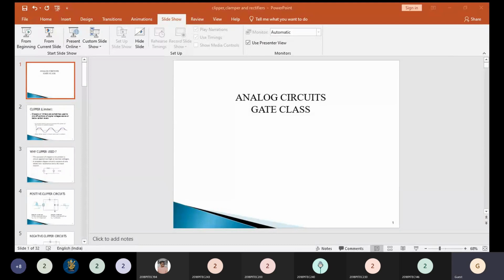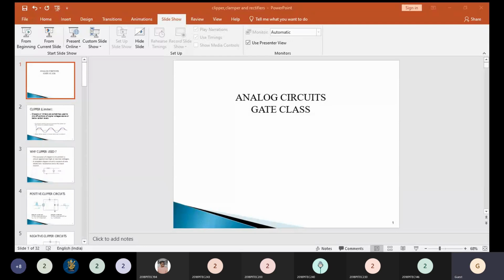Next is the combinational circuit. If both the positive and negative clippers are combined in one circuit, diodes D1 and D2 are both connected. So what happens simultaneously from this value to this value? Here the example of 5 volts is given. The breakdown voltage is already 0.7, so 5 plus 0.7 gives 5.7. From 0 up to 5.7, the value will be available at the output side.